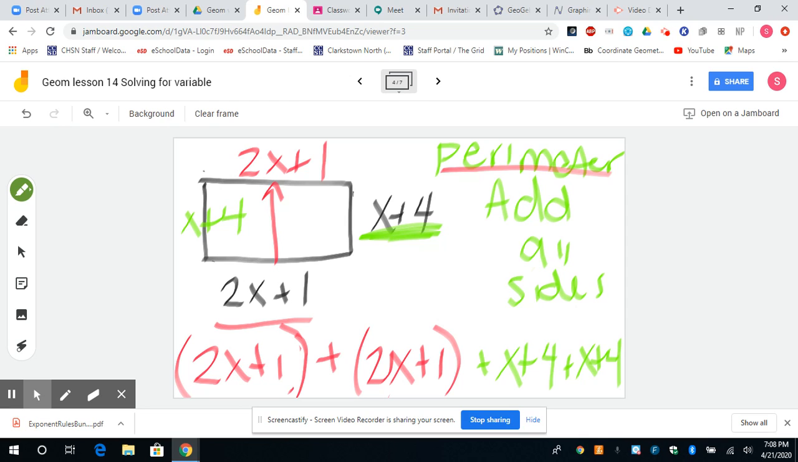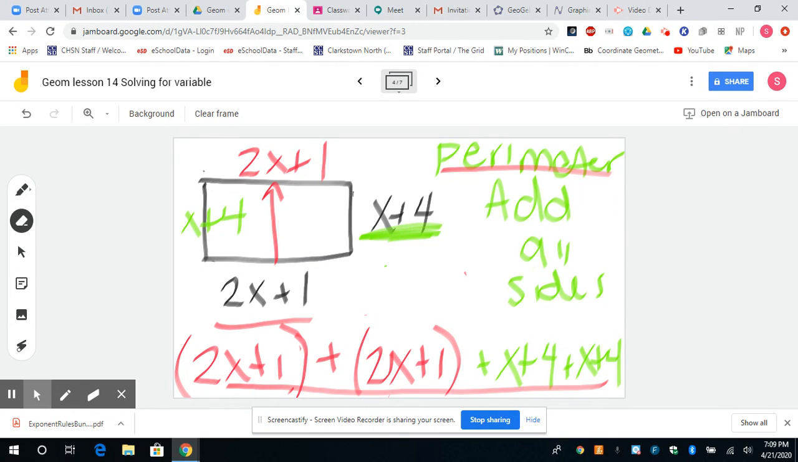Or some of you might say, well, there's 2 of the 2x plus 1, so why can't I just write it like this? Some of you are going to write it like this, and I already know that. You can do that too, because you have 2 of them. So you can write it the long way like this and combine like terms, or you can write it the short way. It does not matter to me.